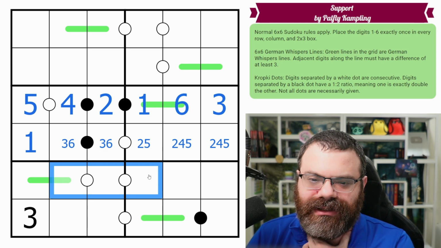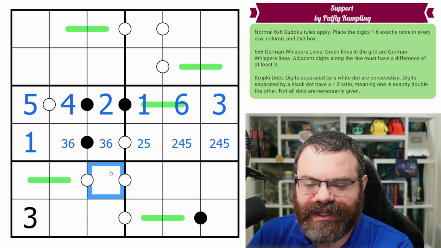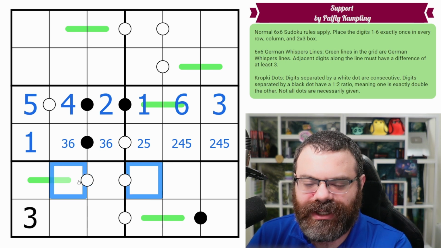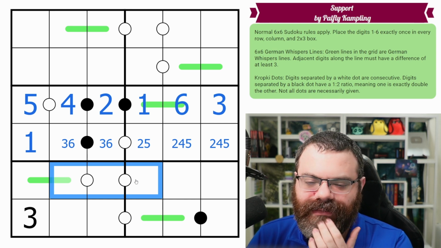This is a chain of consecutive digits, and I'm wondering if that's limited now. The middle's not 2, so we can't put a 1 on either end. These aren't 3. I wonder if this is the thing to think about right now.